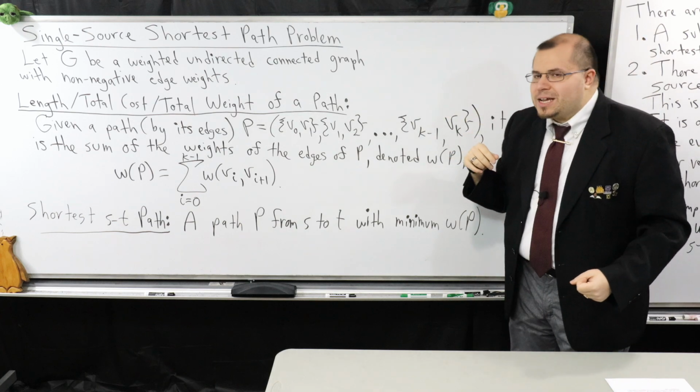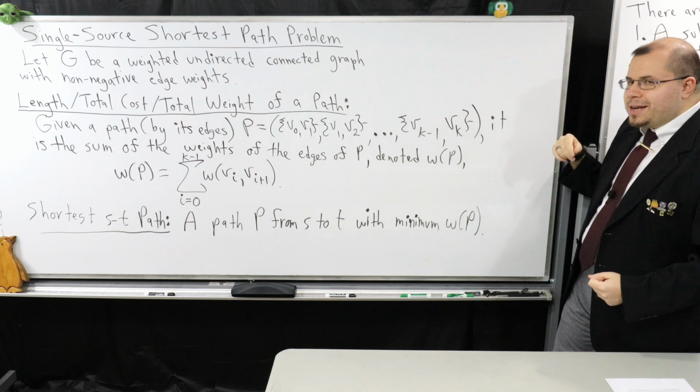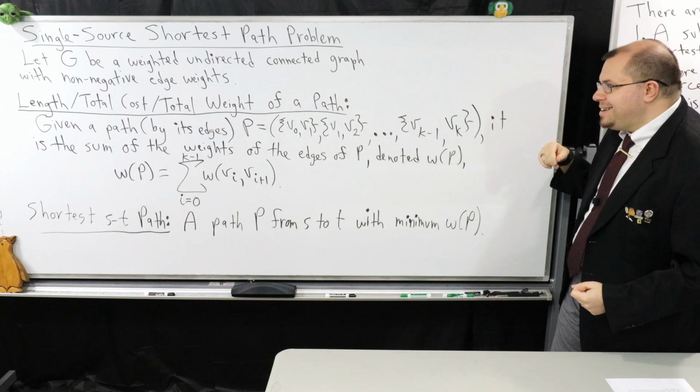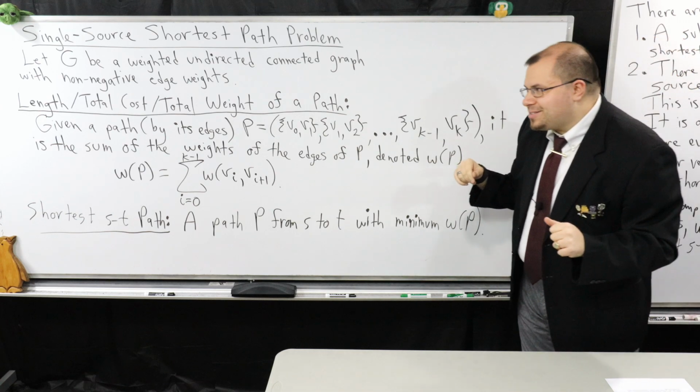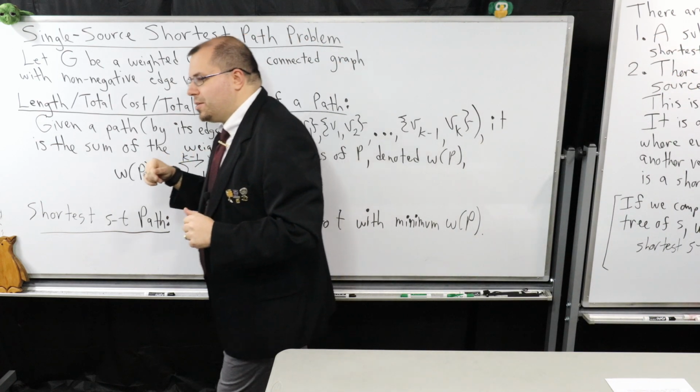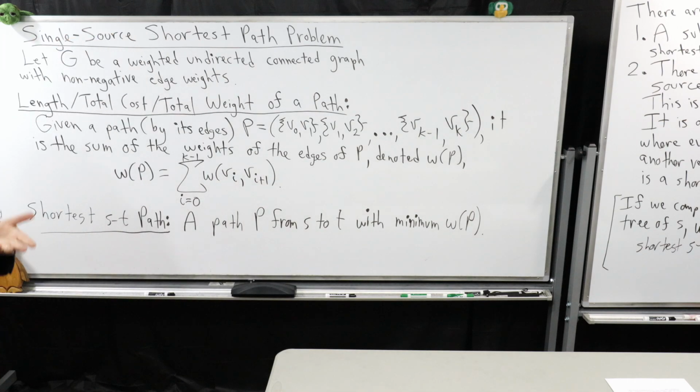So I'm going to assume that my input graph G is weighted, undirected, connected, and its edge weights are non-negative. That means they can be 0 or more. So positive or 0. I'm going to define the following thing for you, the so-called length or total cost or total weight of a path. I'll usually refer to it as the length of the path, but these are all synonyms for the same thing.